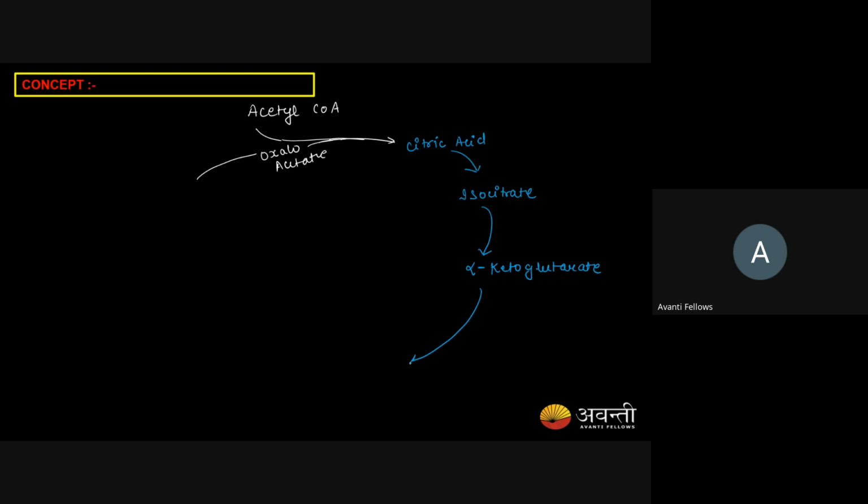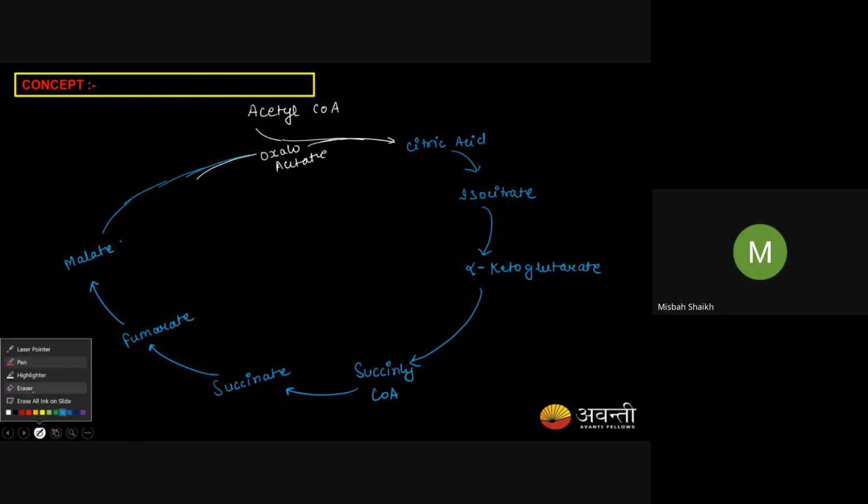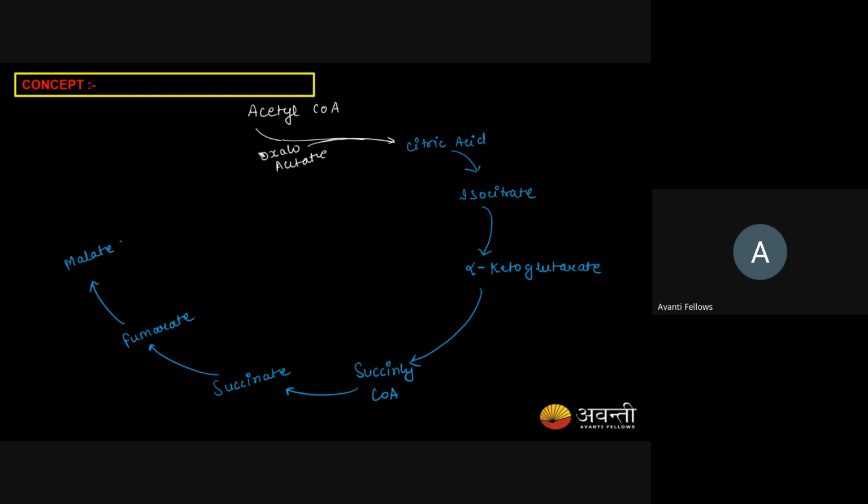And alpha ketoglutarate will get converted into succinyl CoA, in the form of enzyme. So first the enzyme comes, after that we get a product. What is our product? Very good, Harshada. Succinate. And succinate will get converted into fumarate, then malate, then oxaloacetate. Simple. So let's write it a little bit here.